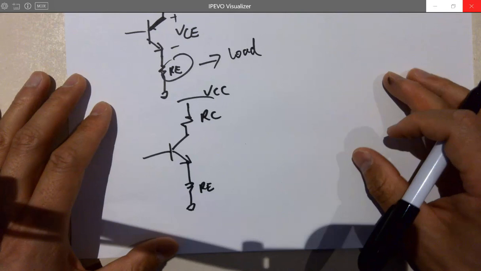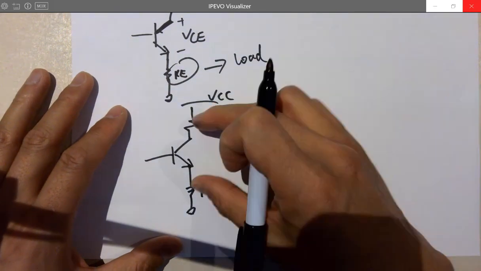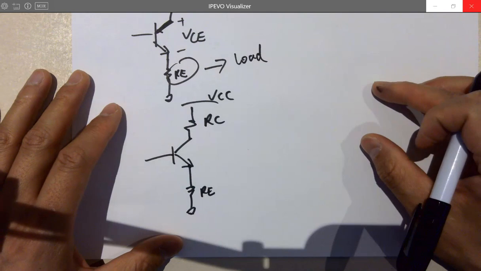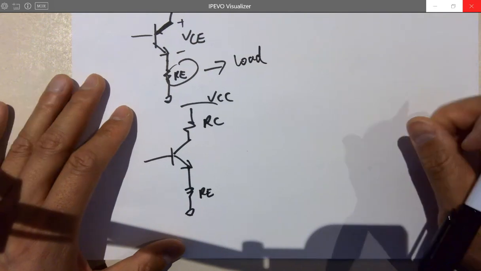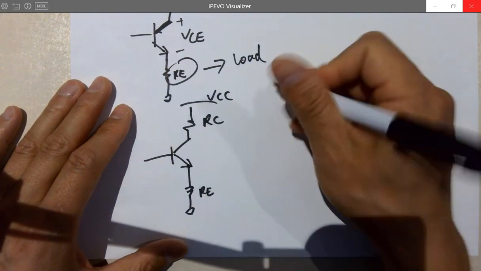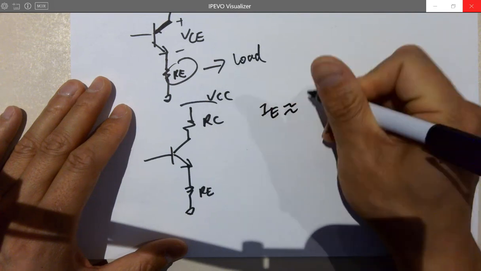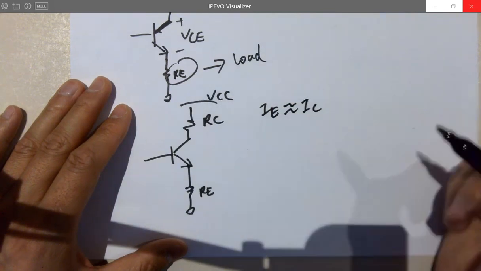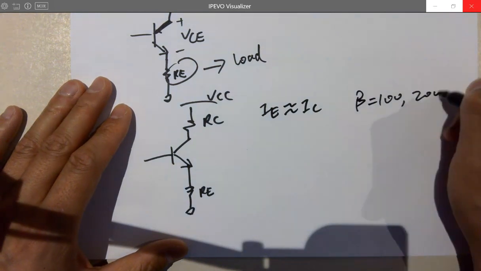What about this? I got two. I got both resistors. Both of the terminals have resistors. So in this case, usually we assume IE is the same as IC because IB is tiny and usually the beta is 100 or 200, right?